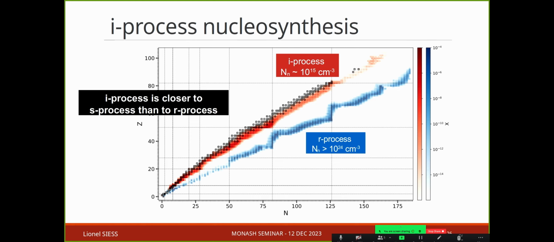Well, the electron density is important, but it mostly depends on the neutron density, how far you go from the valley of stability. If your neutron density is not too high, then potentially you will follow the I process path. That's what makes the difference.